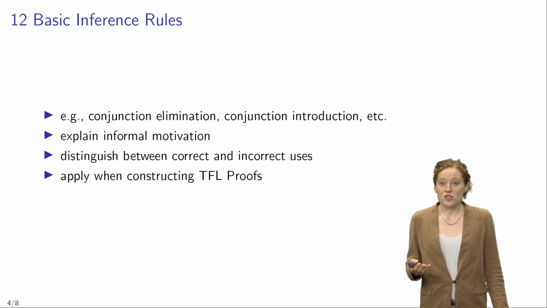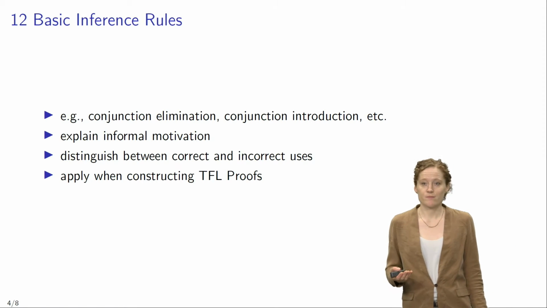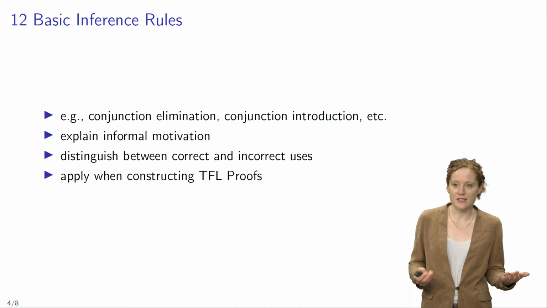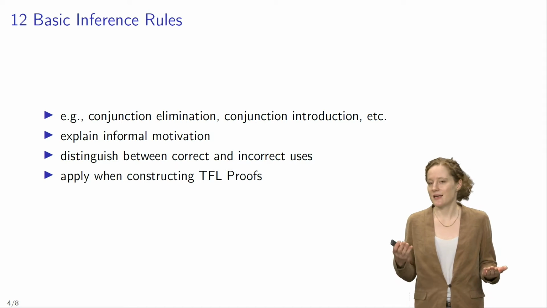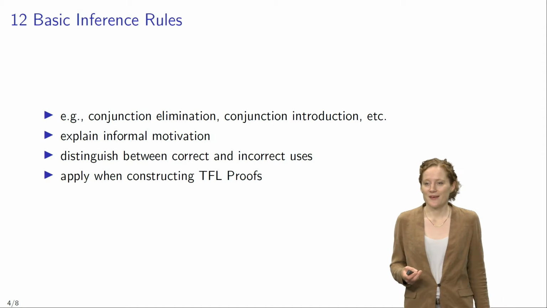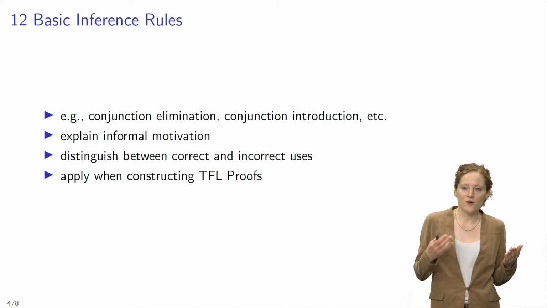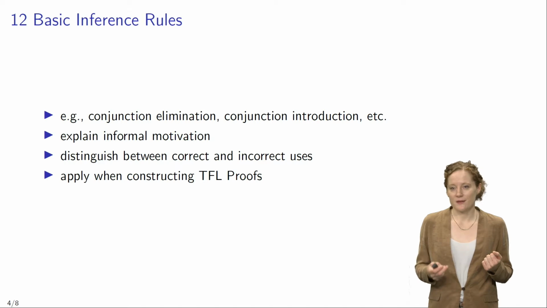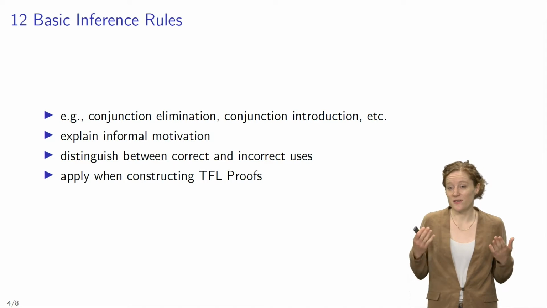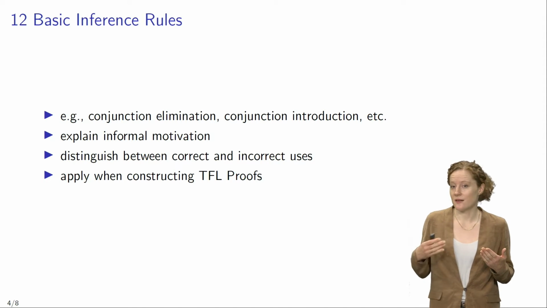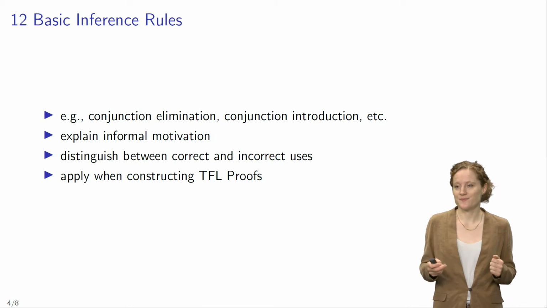Now, we have studied 12 basic inference rules. So for example, conjunction elimination, conjunction introduction, and so on and so forth. For each of these, you should be able to explain the informal motivation that we used to motivate why we wanted these inference rules in our proof system.